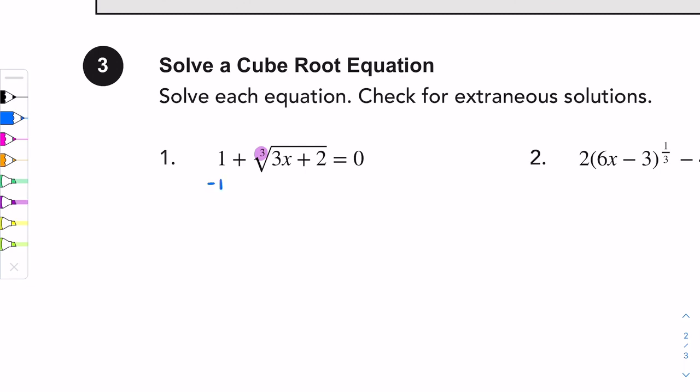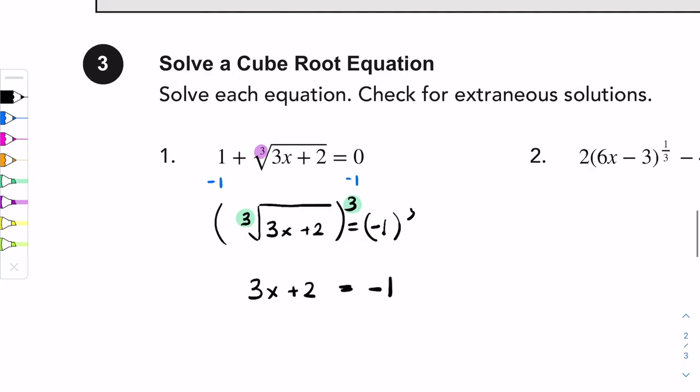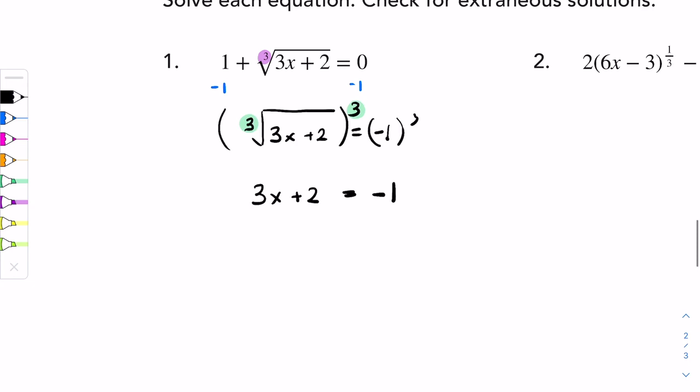So I'm going to subtract 1 from both sides. This gives me the cube root of 3x plus 2, and this is equal to negative 1. At this point, I'm going to cube both sides, and again, I cube it because it's a cube root. On the left, I have 3x plus 2, and on the right, I have negative 1 times negative 1 times negative 1, which is negative 1. Subtract 2 from both sides, 3x equals negative 3. Divide both sides by 3, x equals negative 1.